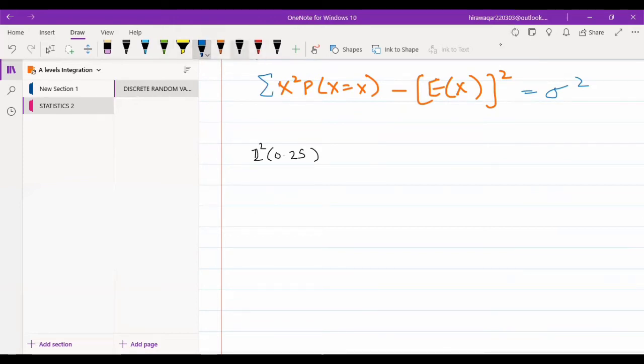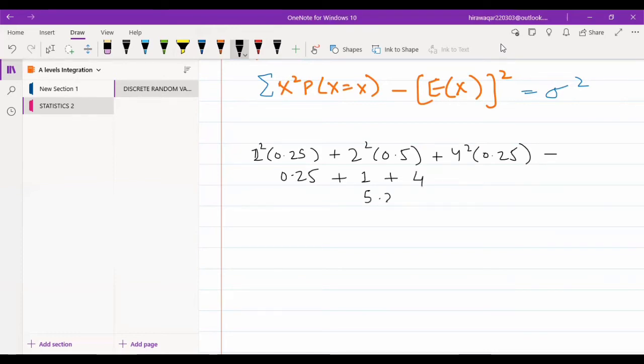Okay, so you are going to multiply your x value with itself, meaning x square, with its corresponding probability. Now you are going to sum this. 2 square is 4 into 0.5. 4 square is basically 16 into 0.25, and subtract the value of mean. Okay, first of all check this, you will get 0.25 in addition with 4 into 0.5, it will be equal to 1. 16 into 0.25 will be equal to 4. So this is basically equal to 5.25.